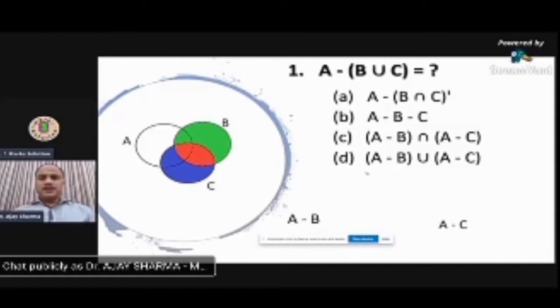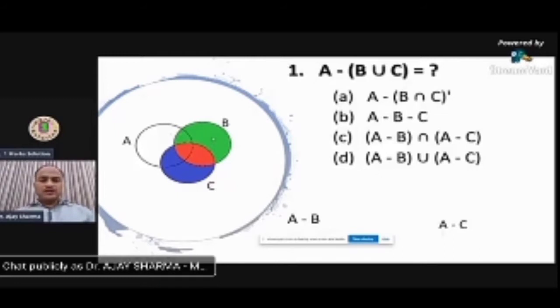So here we have the first question: A difference (B union C). What is the value of this expression? This minus sign is for difference of sets. Difference of sets means when we talk about A difference B, we take the elements of the set A and we exclude the elements of the other set. So these are the four options available here.